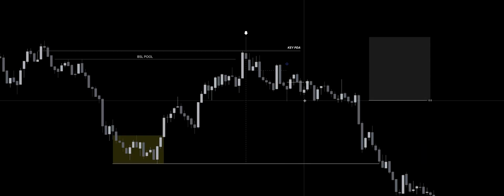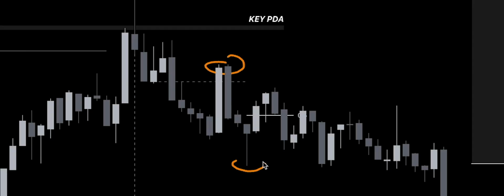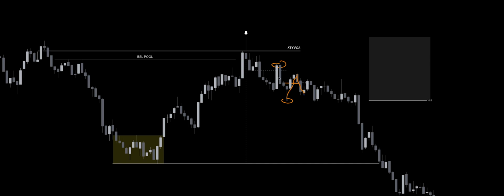So taking that, you can clearly see that price retraced into the premium of this tiny dealing range right here. This being the midpoint, price retraced into the premium. We get another entry around the mean threshold. Price messes around even more and then continues towards our main target.